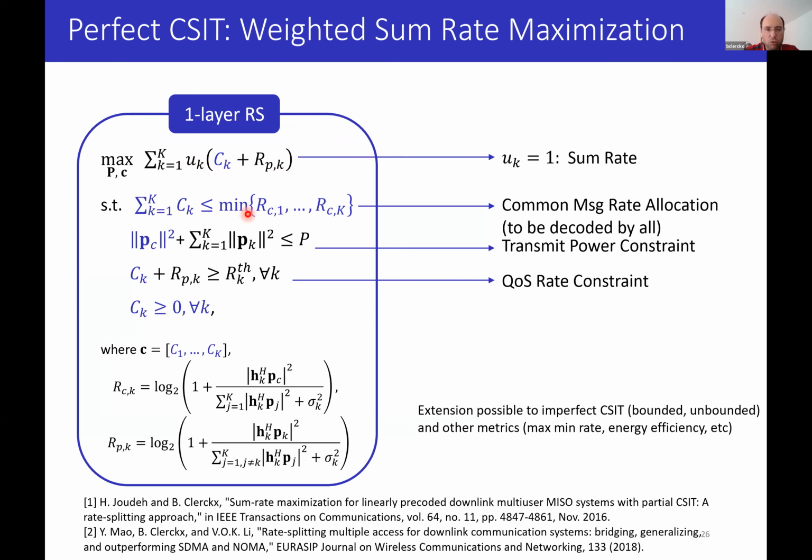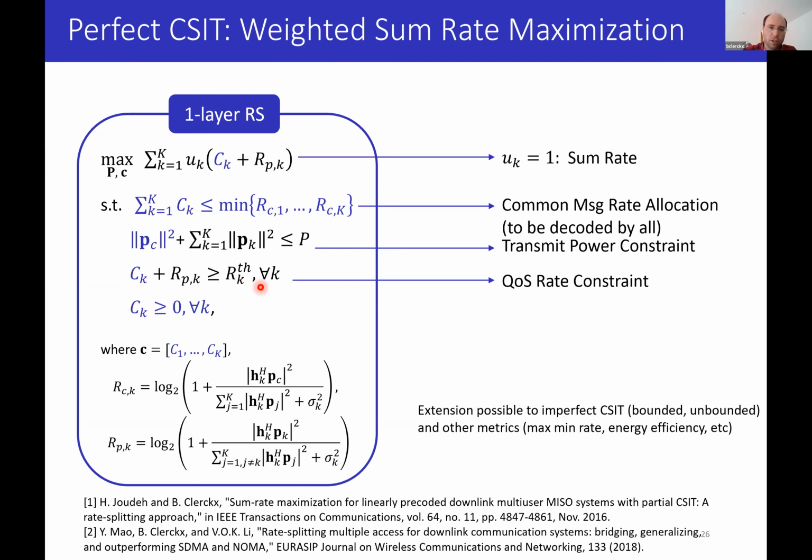And I'm subject to a few constraints. The first constraint is the following. That means the common stream has to be decoded by all. And this is the constraint here. We have a power constraint that is given by this. We have potentially a quality of service constraint that says that the rate of user K should be larger than a certain threshold. This is when I want to guarantee quality of service. And the portion of the common stream that is allocated to user K has to be positive, obviously; it cannot be negative.